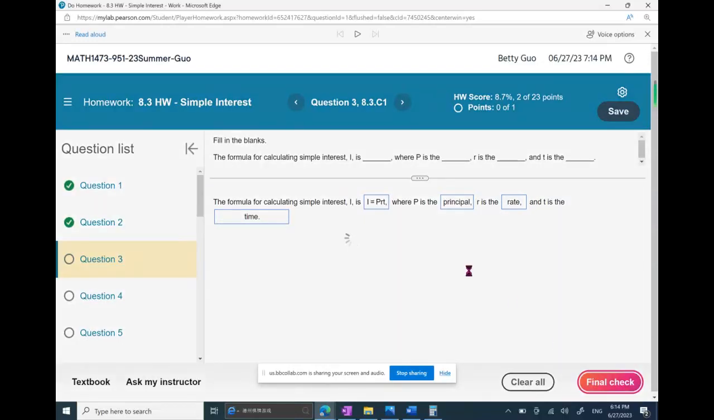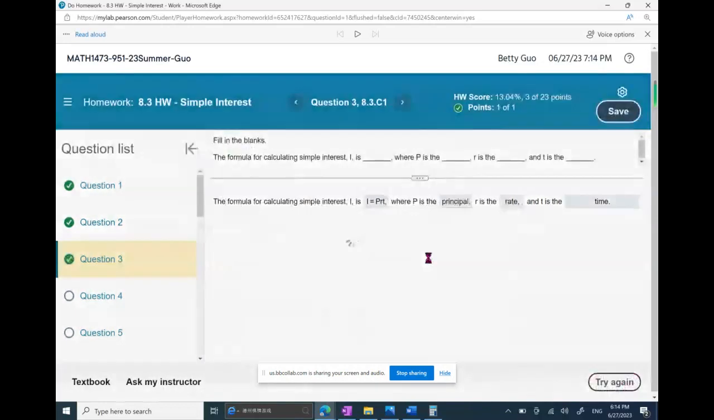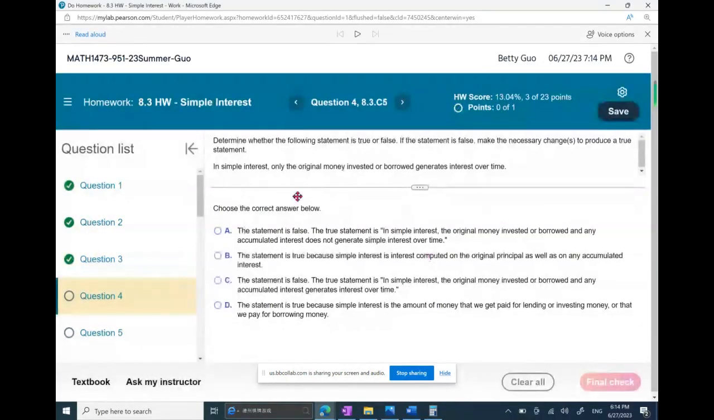Next question. Determine whether the following statement is true or false. If the statement is false, make the necessary change to produce a true statement. The statement says, in simple interest, only the original money invested or borrowed generates interest over time. That is correct. That is true.